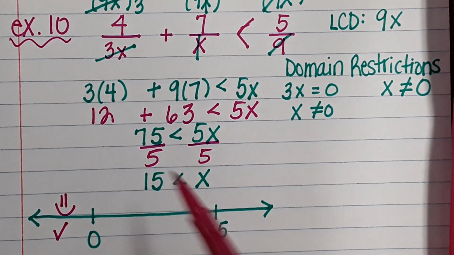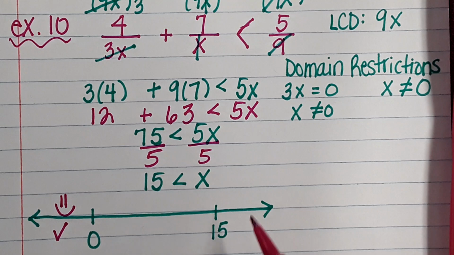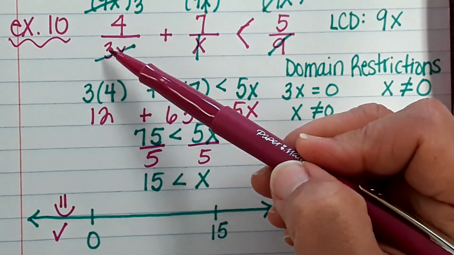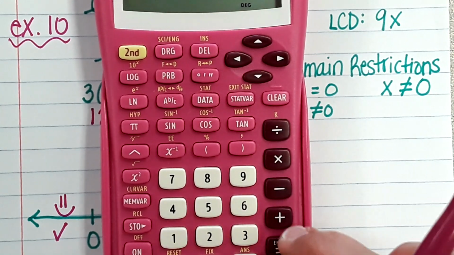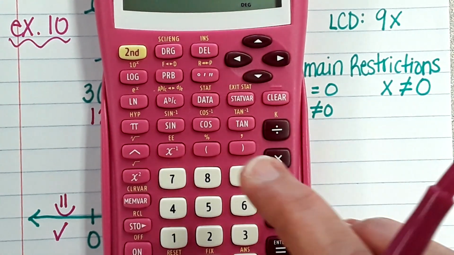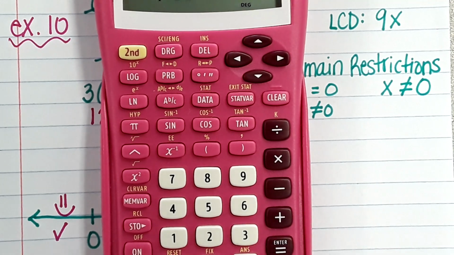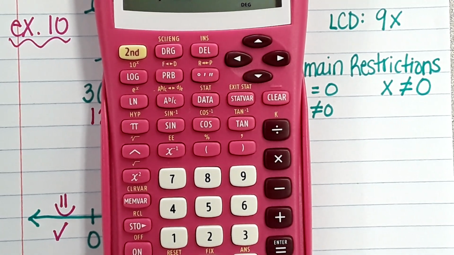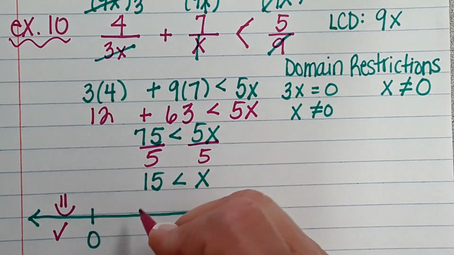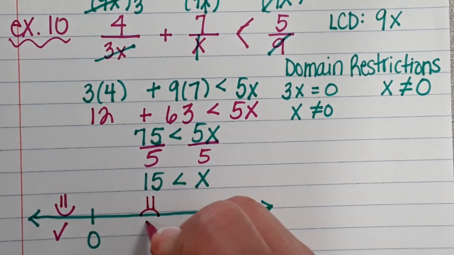Okay, let's pick a number between 0 and 15. Any number between 0 and 15. 7? Let's do 7. So we're going to do 4 divided by 3 times 7, which is 21. So 4 divided by 21 plus 7 divided by 7, because we said x was going to be 7. And I get 1.19. Is that less than 0.55555 or greater than 0.55555? It's greater. So that means this section right here does not work.